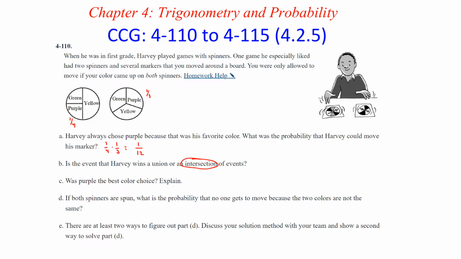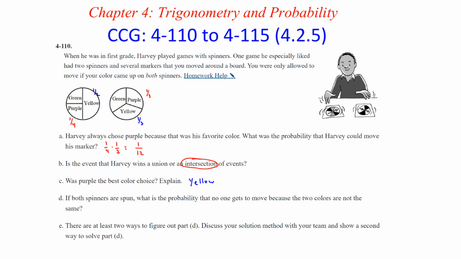Was purple the best color choice? And explain. If you look at it, yellow has half of the spinner on the first one, and all of these down on the second spinner are a third. So the better color choice would have been yellow for Harvey.